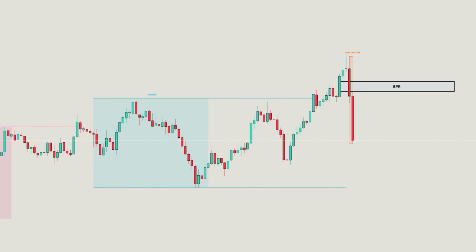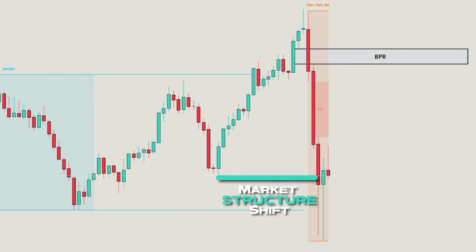Step 4, change of structure. The market forms a new high or low opposite to the previous trend. This market structure shift is a sign that the direction has indeed changed.